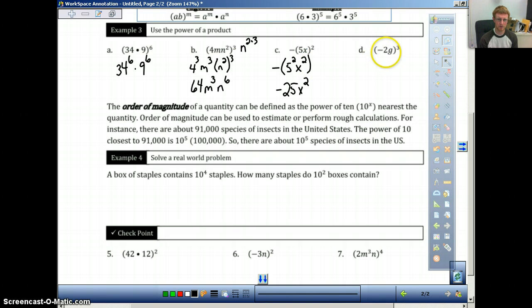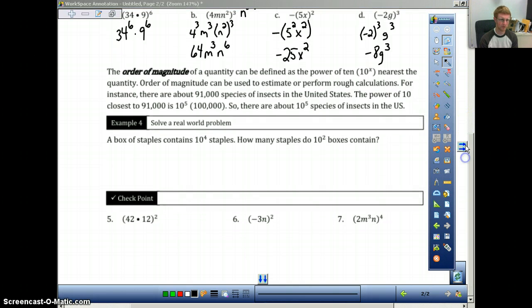Okay, this one's a little bit different. Again, watch what I do. Everything is to the 3rd power. So negative 2 to the 3rd power and g to the 3rd power. So you figure out what negative 2 to the 3rd power is, and that's negative 8, and then g to the 3rd power. The number one mistake that students make on these is they forget to apply the power on the outside to everything on the inside. So if it's on the outside of a parentheses, just remember it needs to be applied to everything.